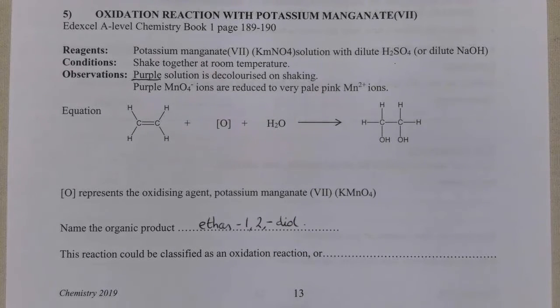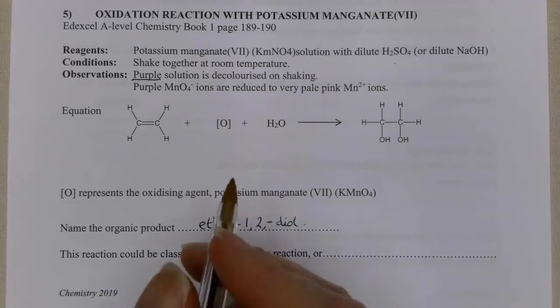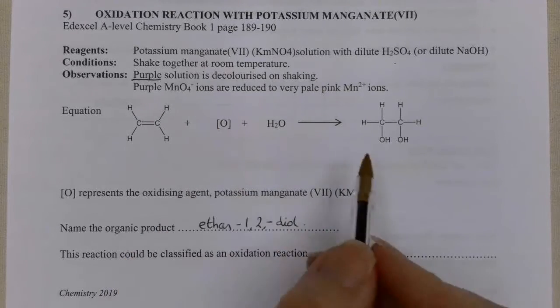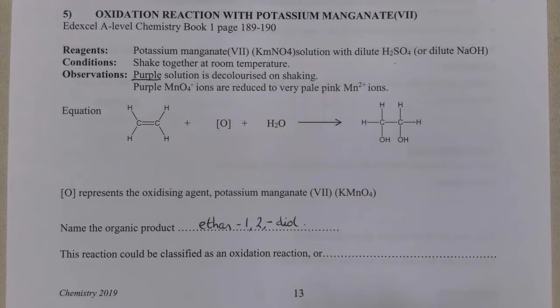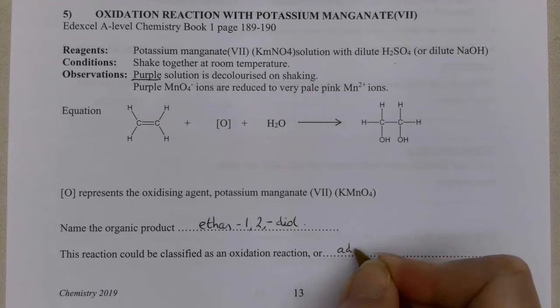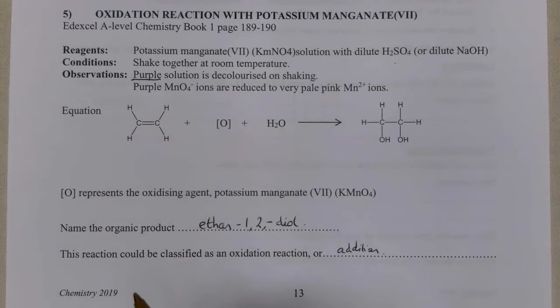Now this again could be classified in two ways. It could be classified as an oxidation reaction because you're using an oxidizing agent and you're actually changing the oxidation numbers of the carbons, or it could be classified as an addition reaction because you're adding across this double bond here.